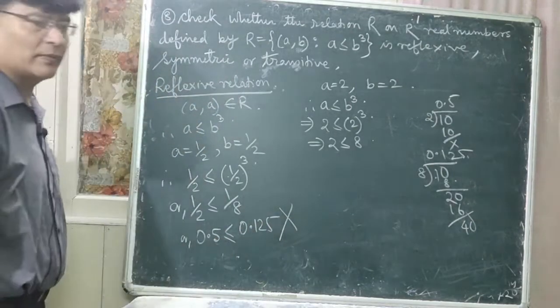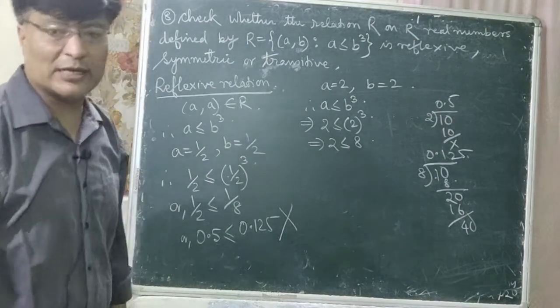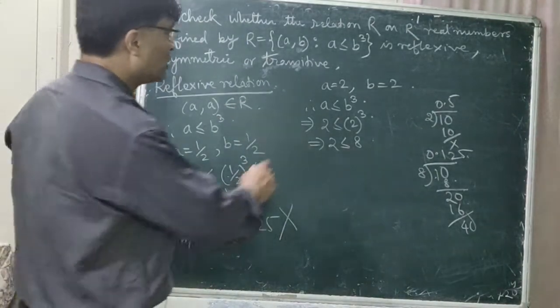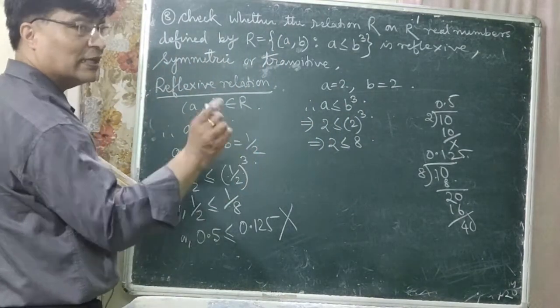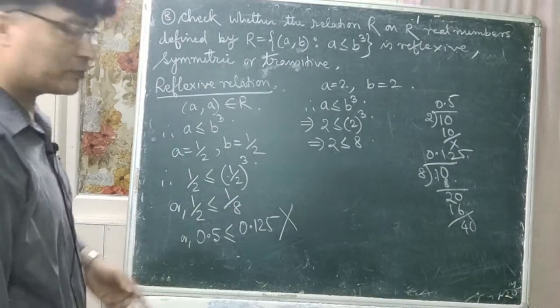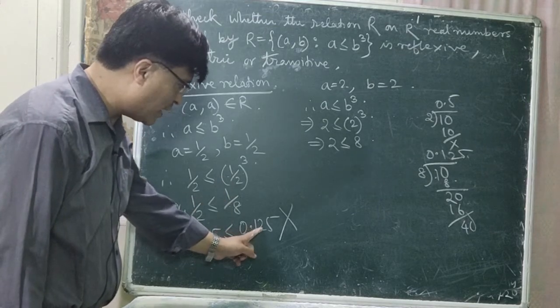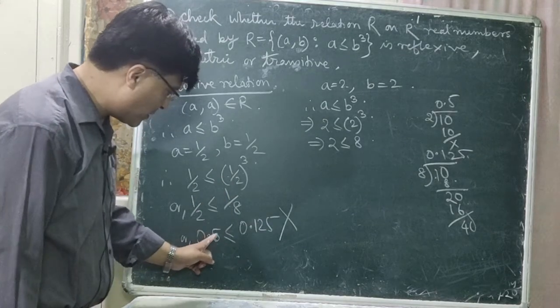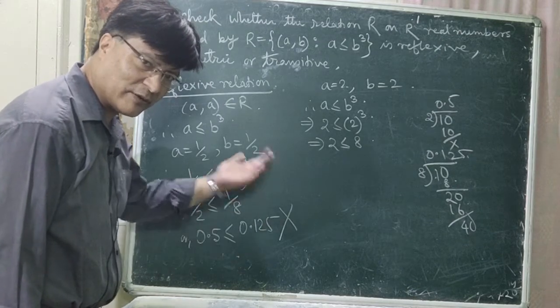This is wrong. That means (half, half) does not belong to the relation R. Understood? But (2,2) does belong, yet (half, half) does not. That is, it is not a reflexive relation. Is that clear? So I think you have understood it. You know that 0.5 is always greater than 0.125. You can put two zeros after this 0.5, it becomes 500. 500 is greater than 125.